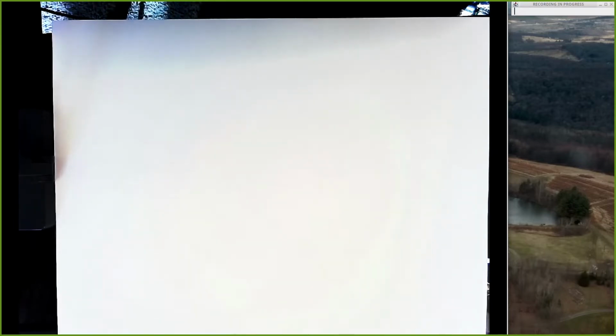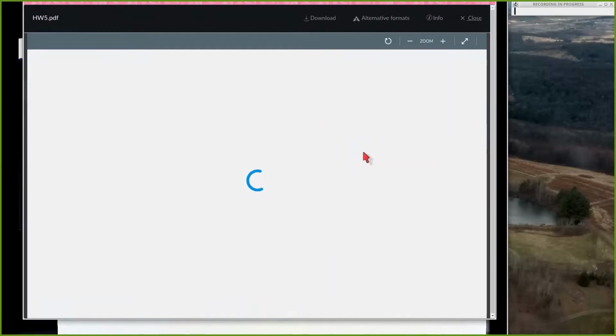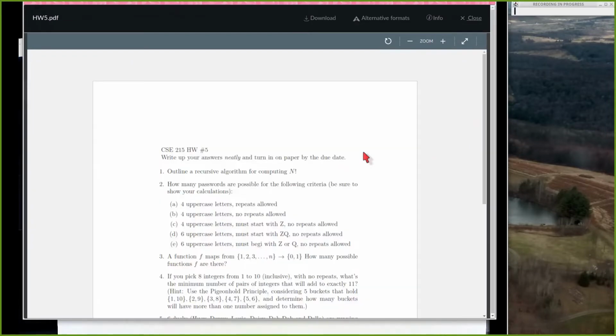Yes, I had a question on number 1 on the counting, more about the format you wanted the algorithm to be in. Okay, let's see. Oh, for the recursive algorithm. That was one where I said let's just think about it and play around with it a little. So let me pull this up. Outline a recursive algorithm for computing n factorial.